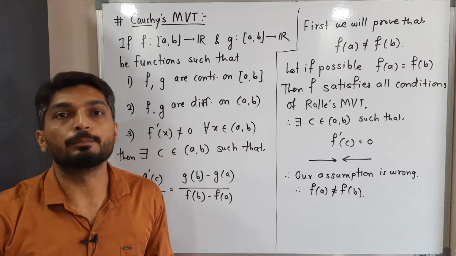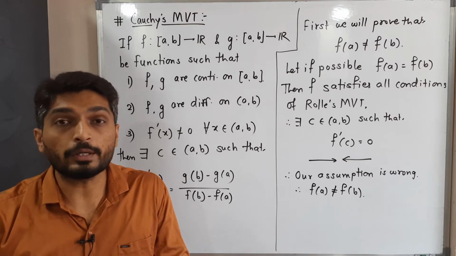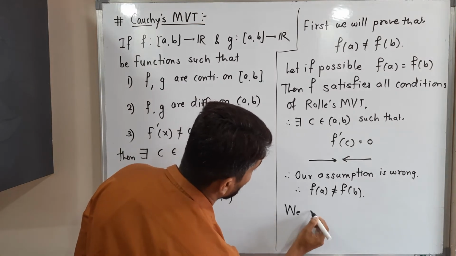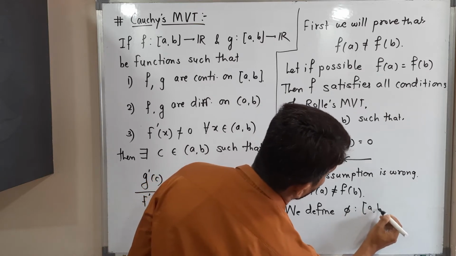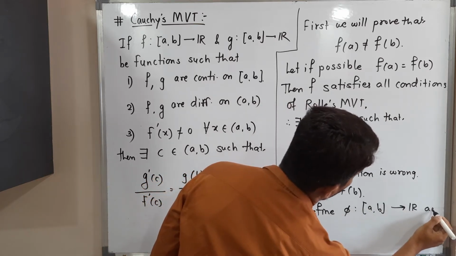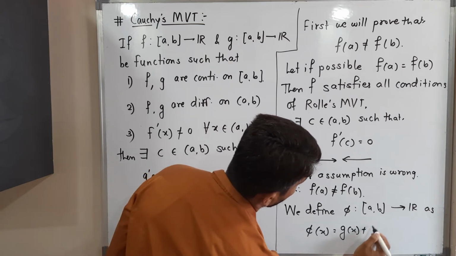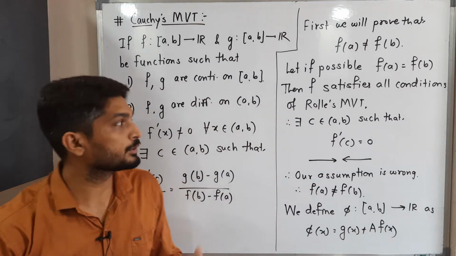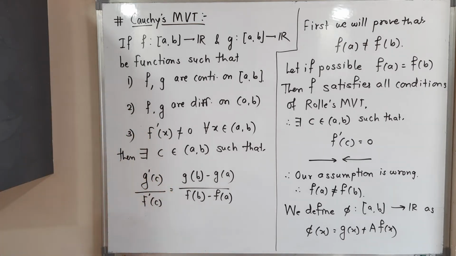Now let us start the actual proof. Now we will prove it using one construction. We are going to define one function on our own. So we are defining a function phi from closed interval [a, b] to R as phi of x is equal to g of x plus a f of x. Did you notice we defined a function phi with the help of f and g, which we already have? We simply use those functions here. There is no more space to write. Make a screenshot of it first, then we will go further.